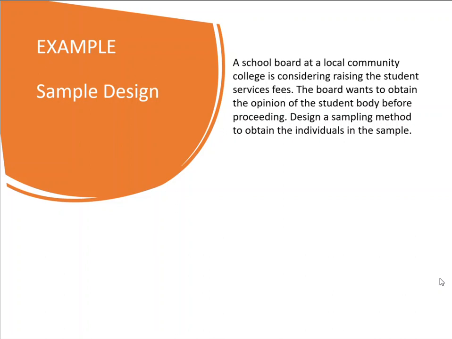Now that we know the 4 types of sampling methods, let's look at how a particular sampling method might be done given a scenario. In this first scenario, we've got a school board from a community college that's considering raising student service fees. The board wants to obtain the opinion of the student body before proceeding. We need to come up with a sample method to obtain the individuals in the sample. In other words, what would it look like to obtain a sample given a particular type of sampling method?